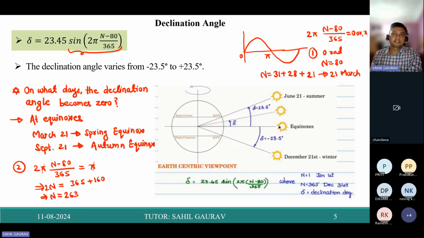So now if you want to get this day, from 263 number of days, you will get September 21. So from the equation, you can also find, and you can also directly find from this picture, when this declination angle becomes 0.